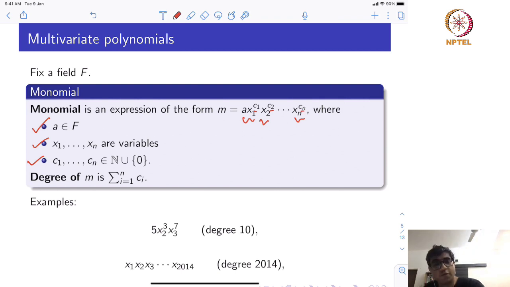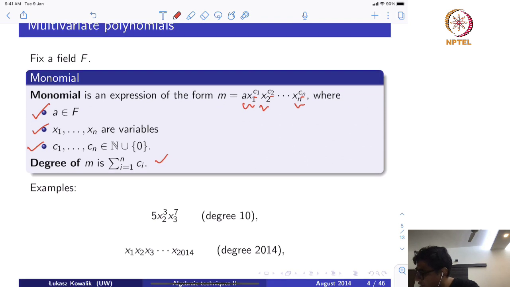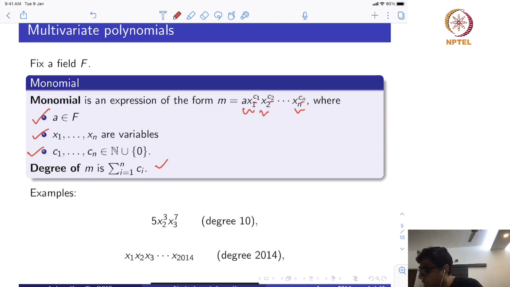This a is called the coefficient. Okay. So, the degree of m is basically the summation of the powers. So, for example, look at 5 x2 to the power 3, x3 to the power 3. What is its degree? 7 plus 3, 10. And what is the degree here? It is 2114, because every one has 1. So, in this monomial.